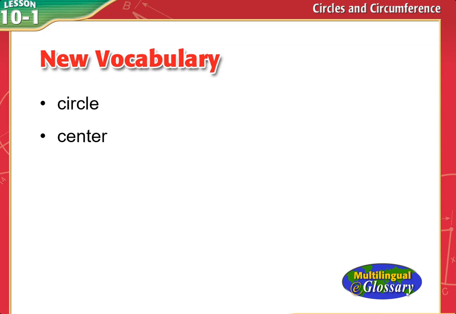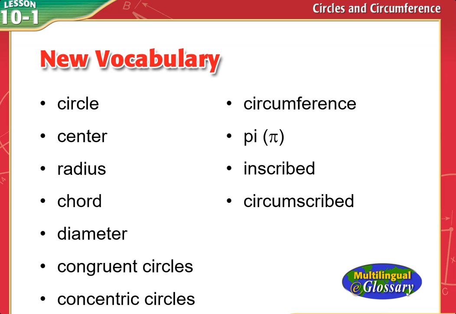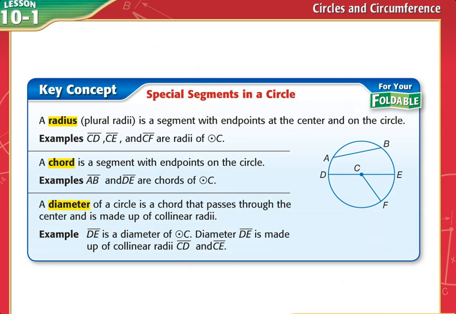Hey, geometry students. We're here in lesson 10.1, and we have some new vocabulary: circle, center, radius, chord, diameter, congruent circles, concentric circles, circumference, pi, inscribed, circumscribed.